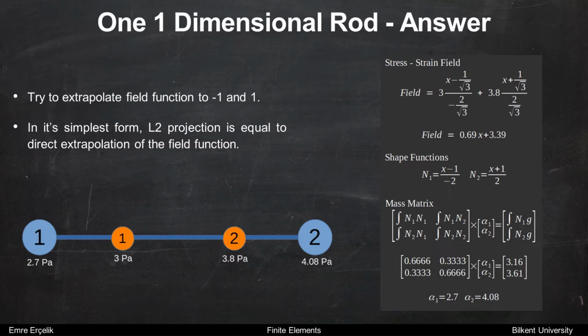The mass matrix is 2 by 2 because there are only 2 nodes, and the projection result is given below. And you may try to extrapolate the field function to -1 and 1. In its simplest form, L2 projection is equal to direct extrapolation of the field function.